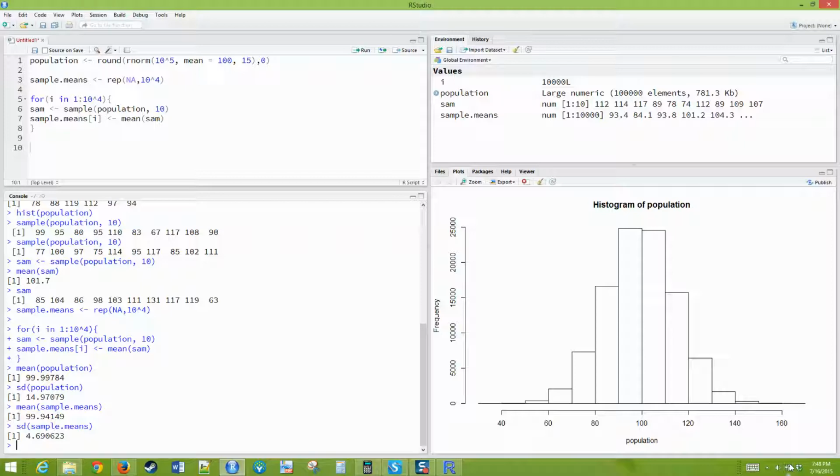So what does that tell us? All right, right now I have the histogram of the population up. What do you think the histogram of the sample means will look like?